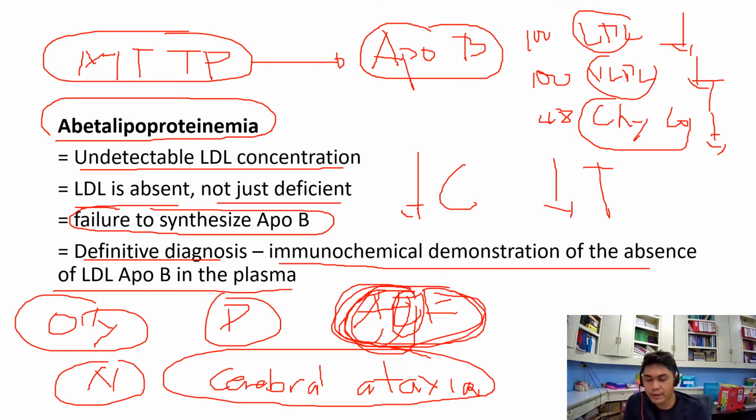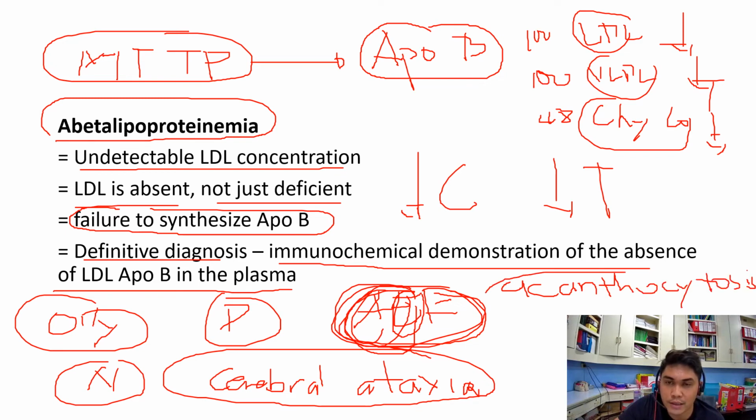Another diagnostic result in abetalipoproteinemia is the presence of acanthocytosis, or acanthocytes. So for acanthocytosis, you have an increase in the number of acanthocytes, and acanthocytes are your spur cells. Okay, so there's a presence of spur cells. It's because of the problems with the concentration of lipids.